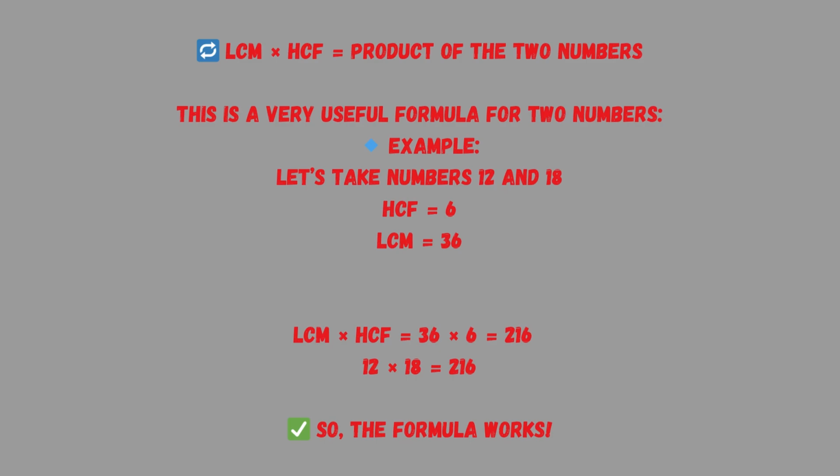Now there is a bonus formula for you guys. The formula is LCM into HCF is equal to the product of the two numbers given. It means that if you find the LCM and HCF of two numbers and then multiply both, it will be equivalent to the product of those same numbers. Let's take an example. We take numbers whose HCF is 6 and product is equal to 216. We have to find the LCM. So we will simply divide 216 by 6, and we will get 36.